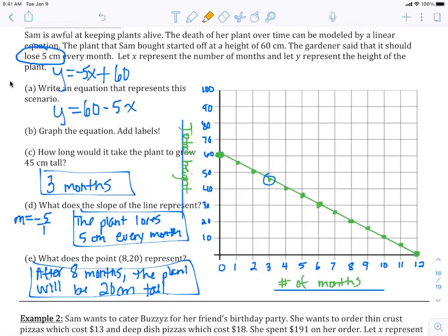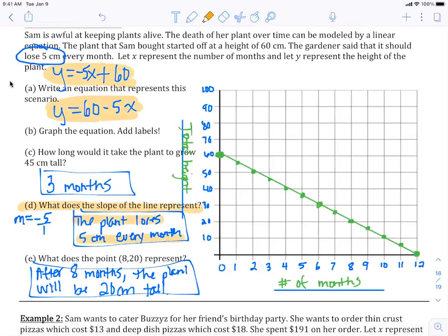I'm going to skip ahead just a little bit. If you look at question D where it says, what does the slope of the line represent? That basically tells you, the plant loses 5 centimeters every month that it's alive, which is kind of sad. That means this one might be a dying plant. I don't really know. But either way for part A, either one of these equations is fine. The top one is in true slope-intercept form, but that part doesn't really matter all that much.